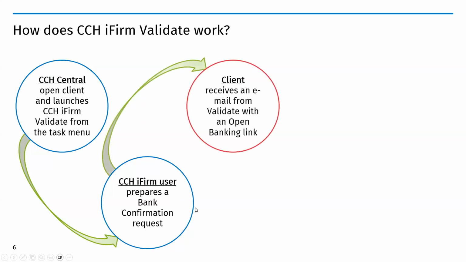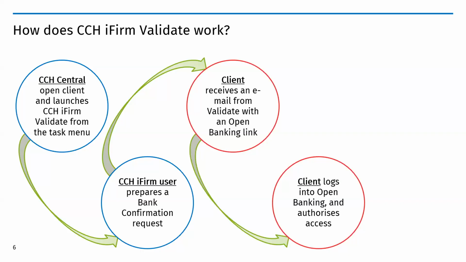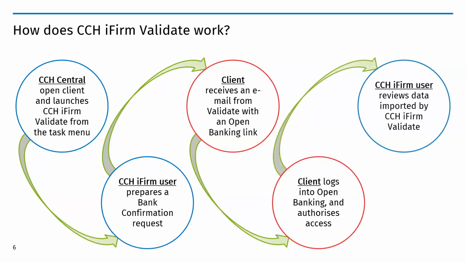And the client will then receive an email from Validate with a link explaining the emails come from you. You'll have your logo there. So from that email with the logo, they can click on the link, log into their bank via open banking, and then authorize the access to the account. And then finally, that data will flow back in, whether it's a report of account balances or just a list of bank accounts or the transaction report. All that data is available within iFirm.